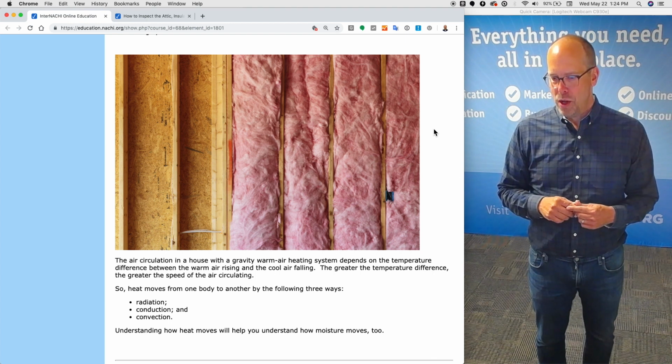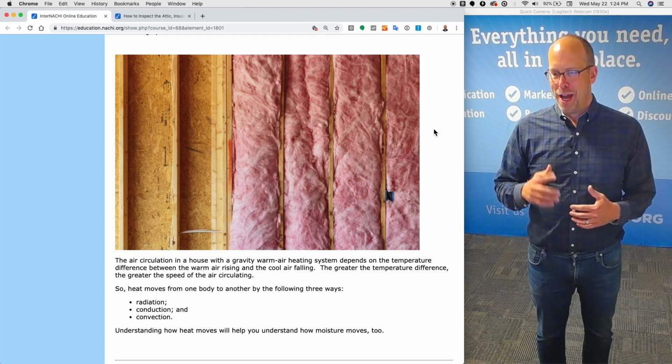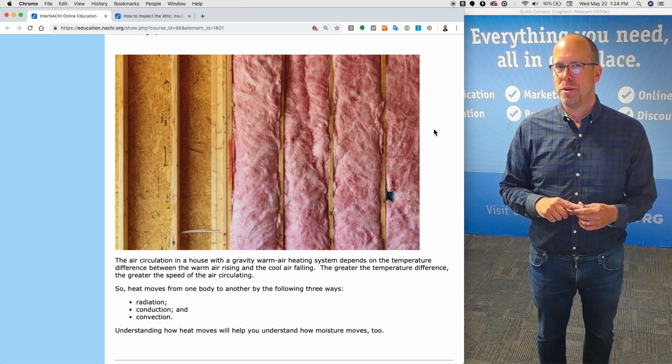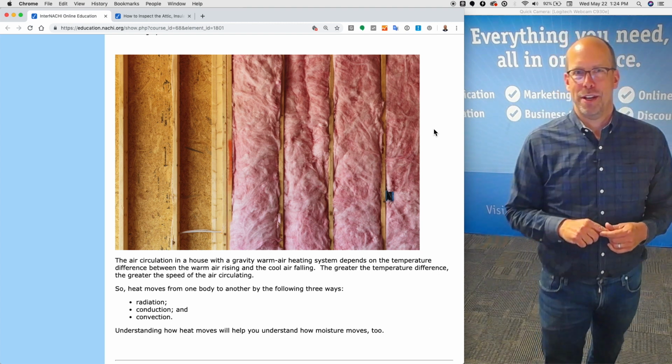Understanding how heat moves will help us, as home inspectors, understand how moisture moves too. And that's the next section of the course.